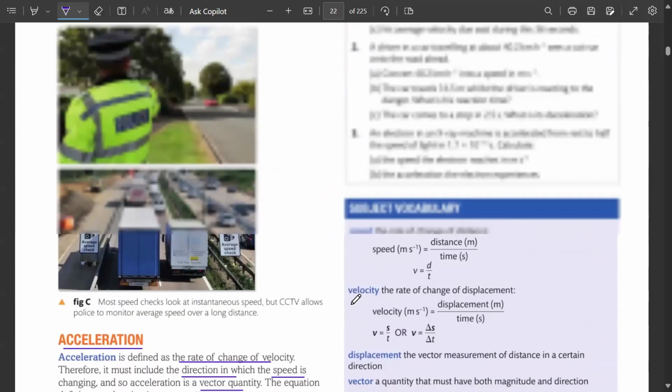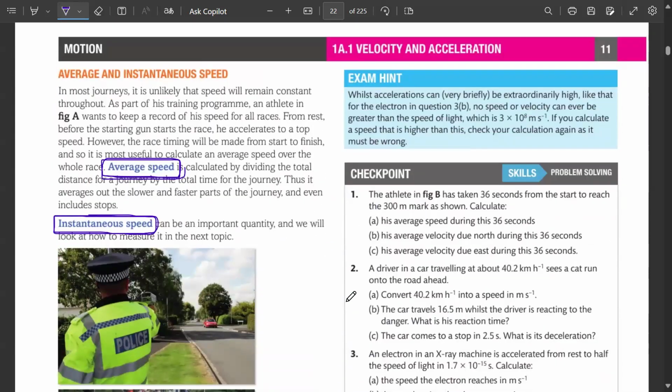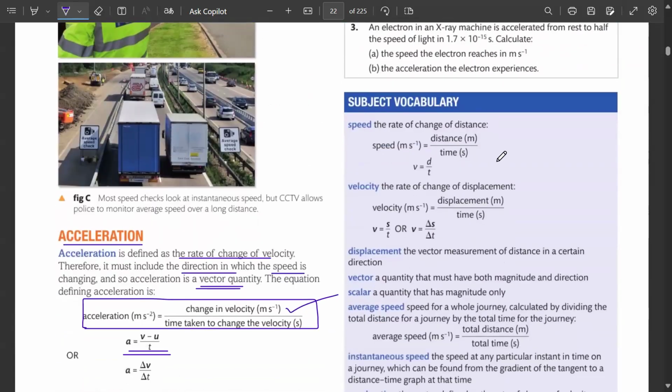When something is not accelerating, when something has zero acceleration, we say that its velocity and speed would be constant. And constant velocity also means zero acceleration. Zero velocity also means zero acceleration.